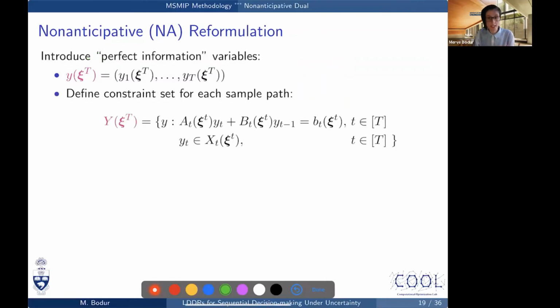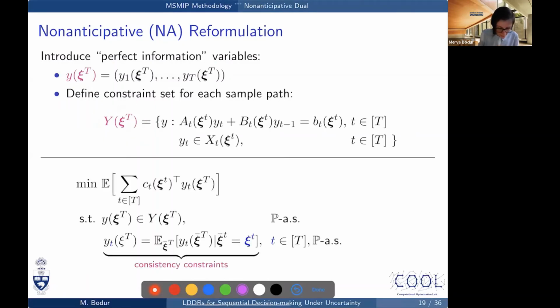So these variables are actually not non-anticipative, they are anticipative, and accordingly they will have this capital YT, their anticipative feasible region. And then you can reformulate the multi-stage problem by using these new anticipative variables with their associated constraints. But in order to ensure that the decisions are nevertheless non-anticipative, they cannot depend on the future, they should depend only on the history that they are functions of, we add these so-called non-anticipativity NA constraints, that are going to ensure this consistency and enforce this non-anticipativity.